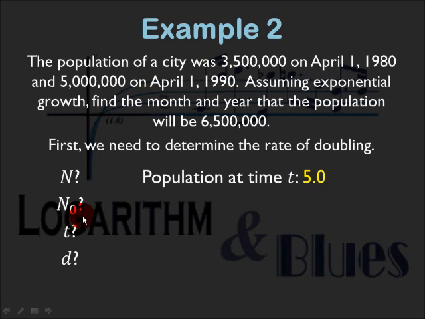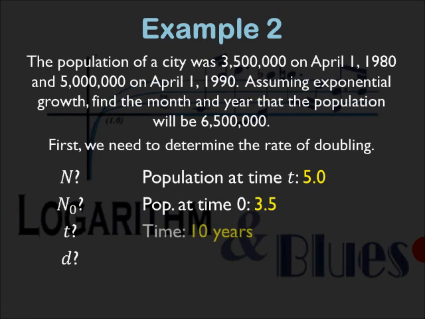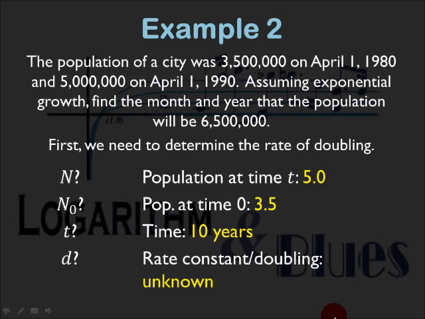n0 is the population at the beginning. Well, our population at the beginning was 3.5 million. So we're going to go with that. That's the population at time 0, which is why you see n0. 0 is another word for naught. Alright? So we have 2 of the 4 variables. t, we know 10 years have passed since April 1st, 1980 to April 1st, 1990. We are going to solve for d. This is the rate constant, or the doubling constant. How long it takes for it to double. We're going to be solving for d.